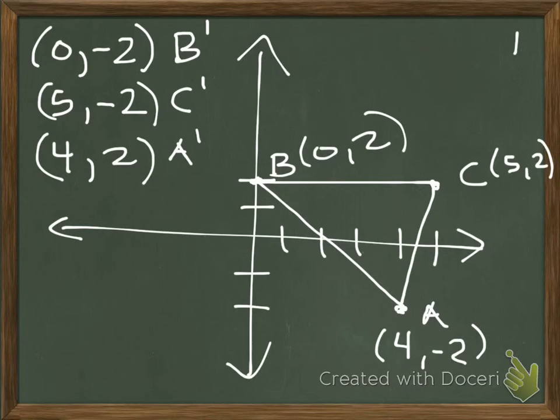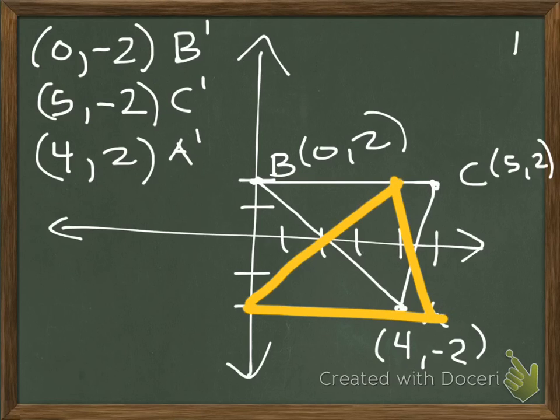Now I'll regraph my new image. 0, -2 is going to be here. 5, -2 is going to be here. And 4, 2 is going to be here. So this would be the image flipped over the x-axis. And that concludes lesson 2.7.